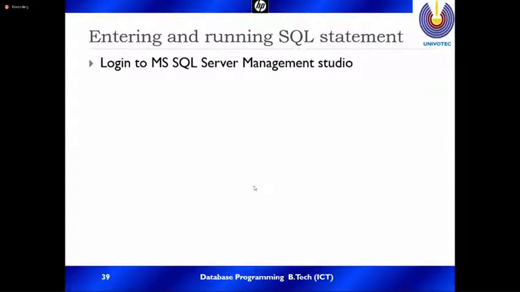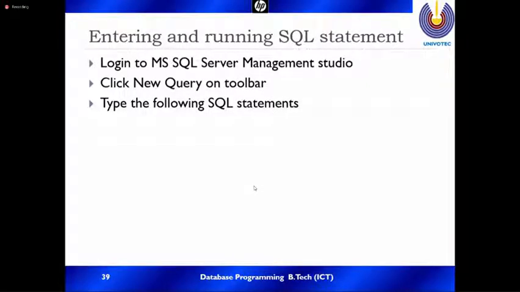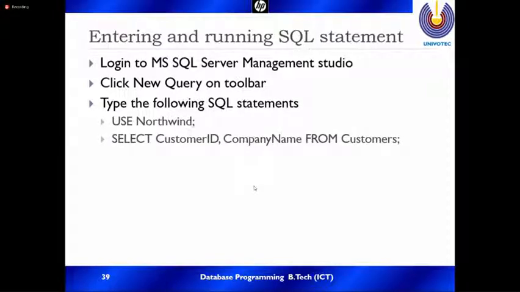Okay, log in to the Microsoft SQL Server Management Studio. Click new query on the toolbar and you can write the statement. Type the following SQL statement. Use Northwind, which means this is the database. Use the database, because if you have many databases, the computer doesn't know which table you are going to use. This is the customer table from the Northwind database. Therefore, the first thing needed is that database. The computer identifies, okay, this customer table is under that Northwind database. Then you type that. Okay, press execute on the toolbar.